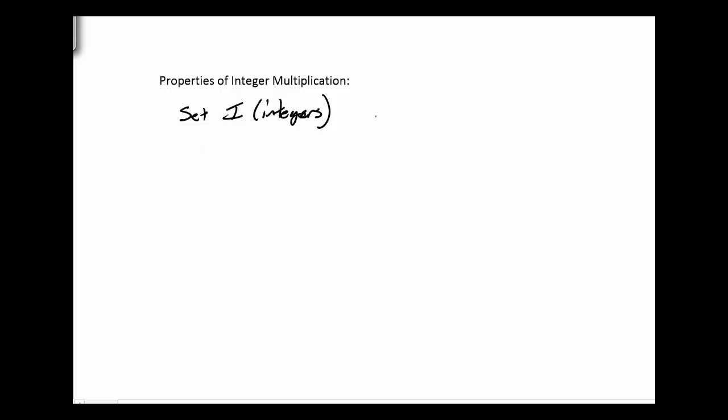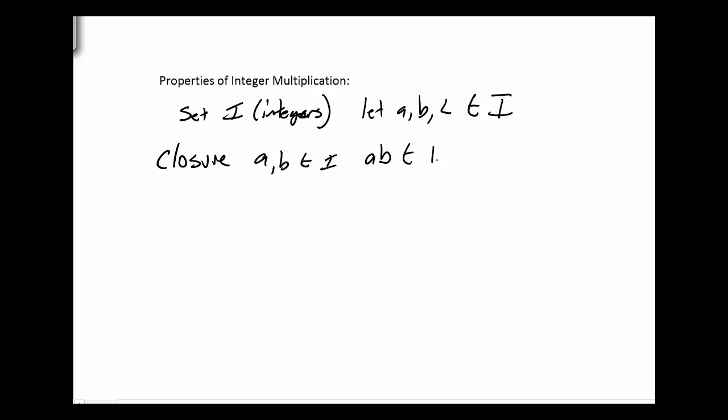And we are assuming that we're going to let A, B, and C be elements of the integers. So in various statements of these properties, I'm just going to tell you right now that I'm assuming that the three numbers that I'm going to refer to are integers themselves. So we have the closure property of multiplication, which says if A and B are elements of the integers, then AB is also an element of the integers. And AB is a unique integer.